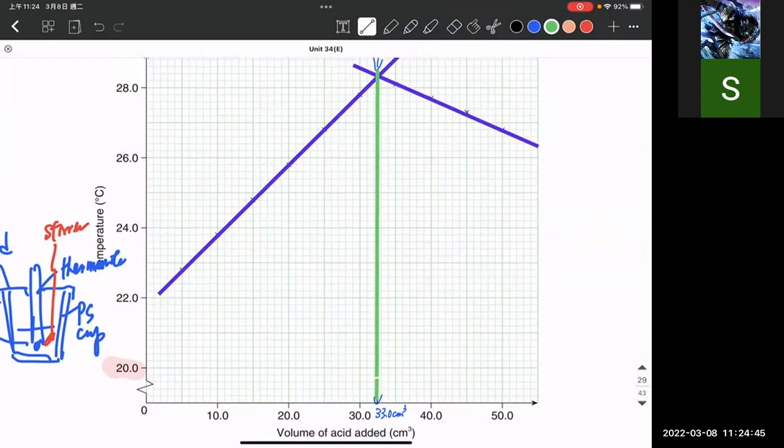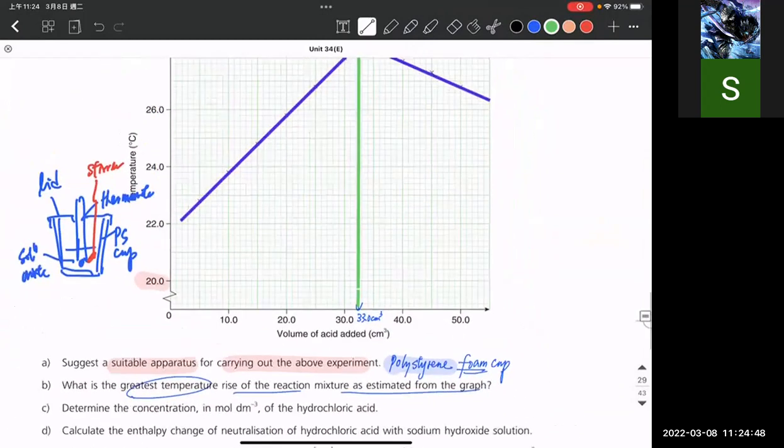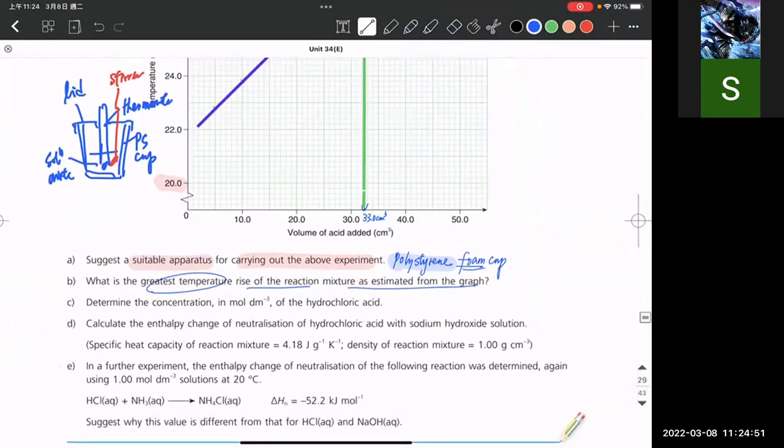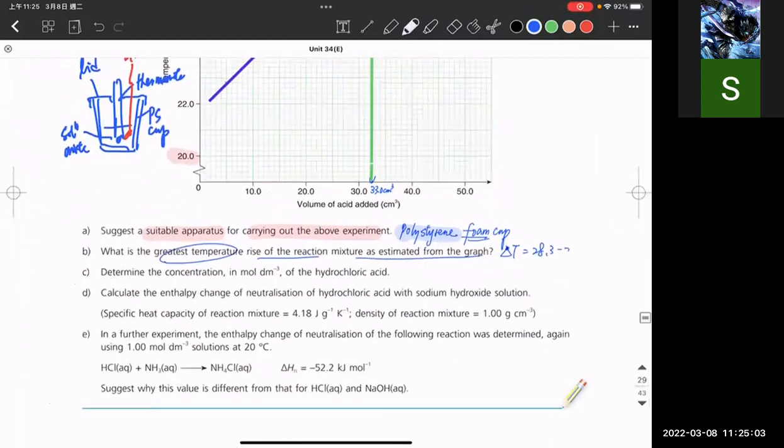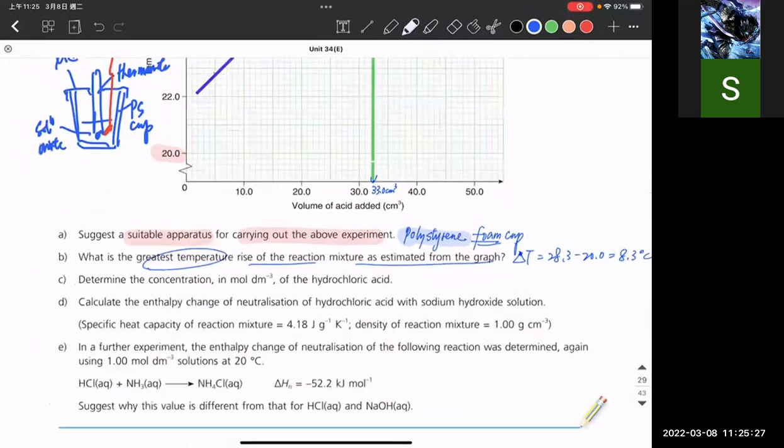Do you realize? Okay. So what is the delta T? For delta T, I use this data for help. 28.3, for example, minus the initial temperature 20.0, right? Do you find it? So what is the answer? It is 8.3 degrees Celsius.